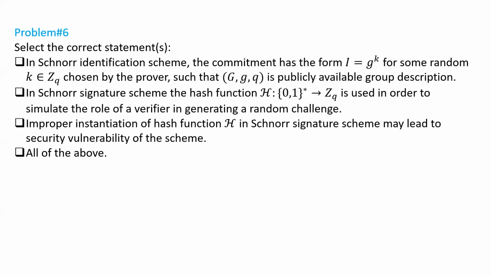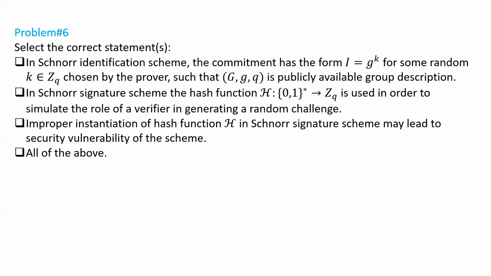Okay. So that is how this Schnorr identification scheme works. And the first statement is indeed correct, which says that the commitment has the form I equal to g to the power k for some randomly chosen k from ZQ space.